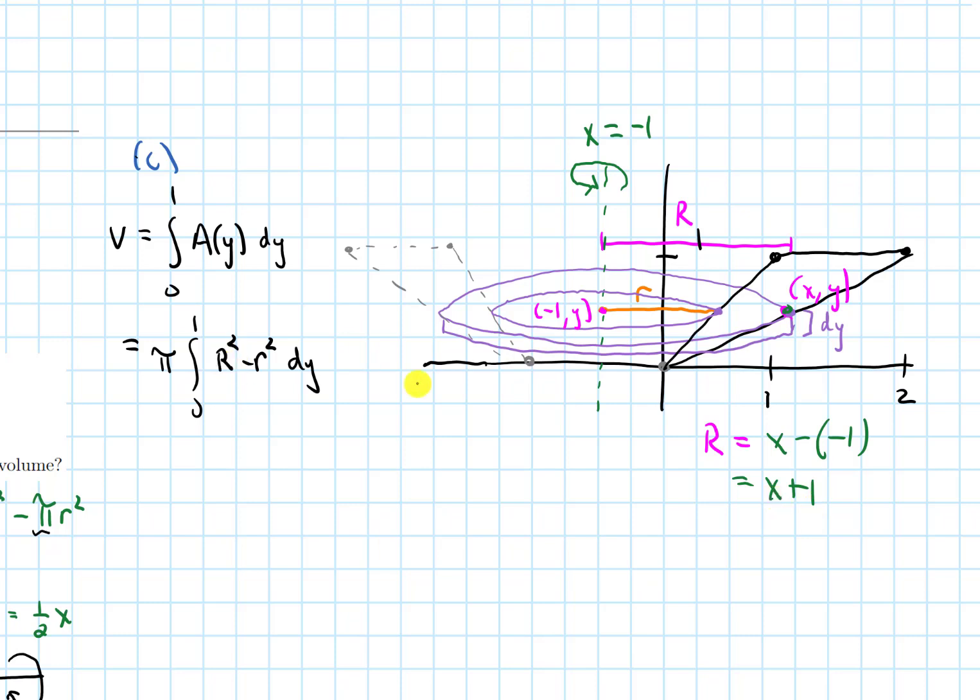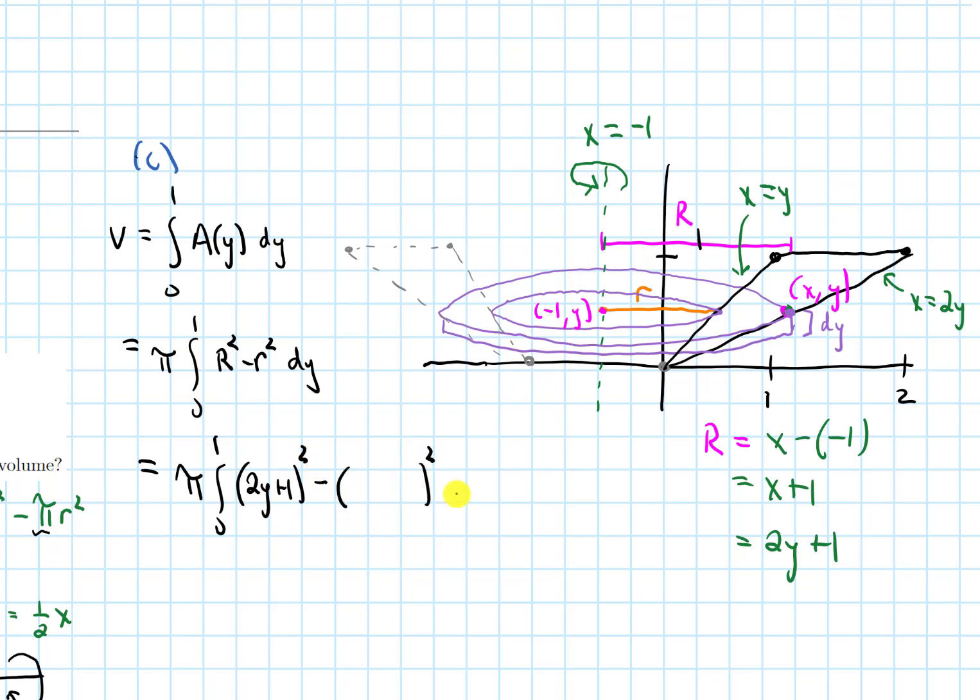But I don't want to plug that in, because then my variable will be x, and this is a dy integral. So I need to plug in what x equals. Remember, the equation of this line was x equals 2y with the x isolated. For this line, it was x equals y. Okay, and if I plug in the x value here, I get 2y plus 1. All right, so we're going to get pi times the integral from 0 to 1. I know big R is 2y plus 1. We'll get that squared. And then minus, I've got to figure out what little r is. I'll square it. I'll put dy.